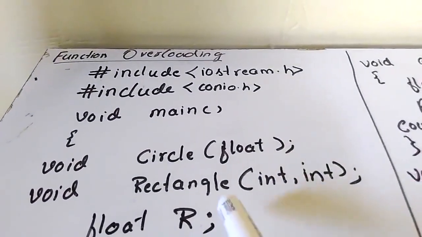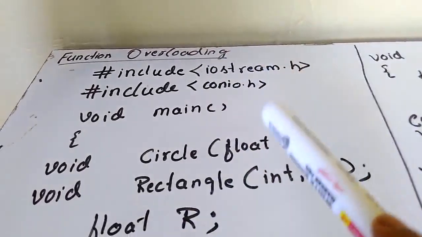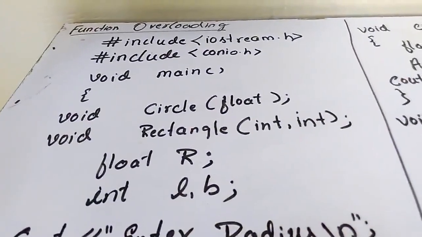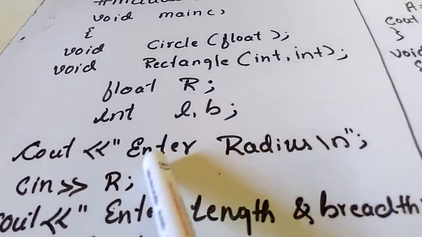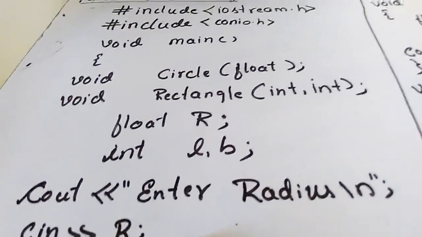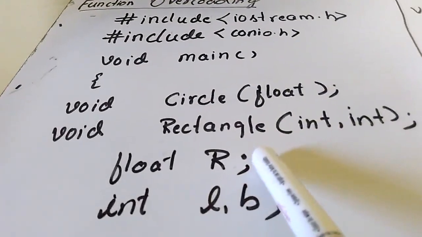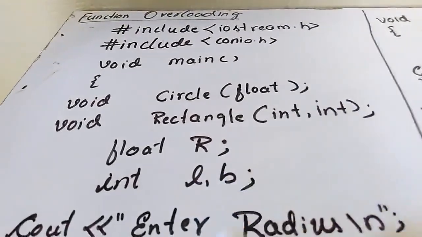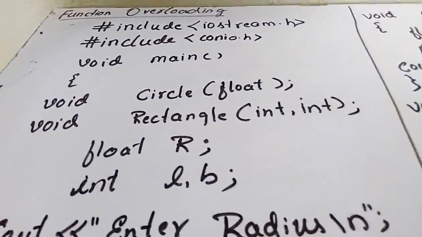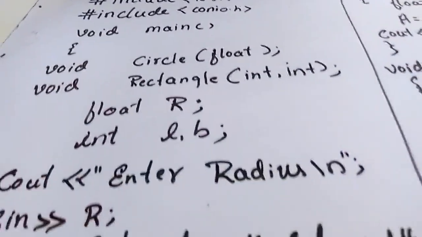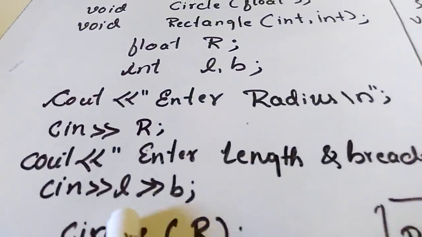So, our task is to pass the radius to the circle function, and length and breadth to the rectangle function. In order to get the values, we have to write statements. Enter radius. So the user will enter an R value. I have taken R as floating type, so you can give fractional numbers also. After that L and B. Totally three inputs we require: one input for circle, and two inputs for rectangle. Enter length and breadth, L and B values.